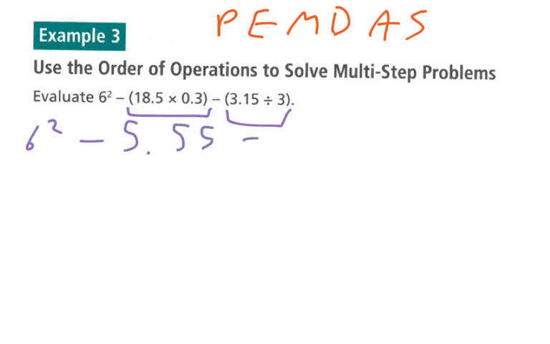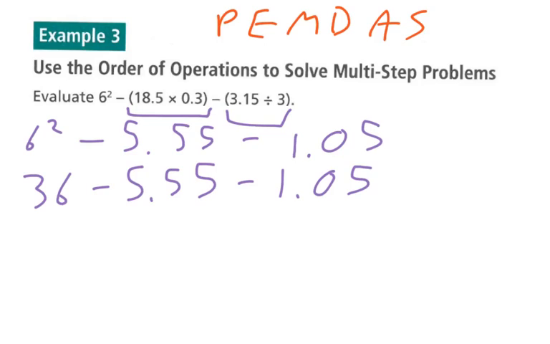And then I have to do my other parentheses. So 3.15 divided by 3 gives me 1.05. And so after I do my parentheses, I have to do my exponent. So the E is exponent. So 6 squared is 36. And I'm just going to bring everything else down.